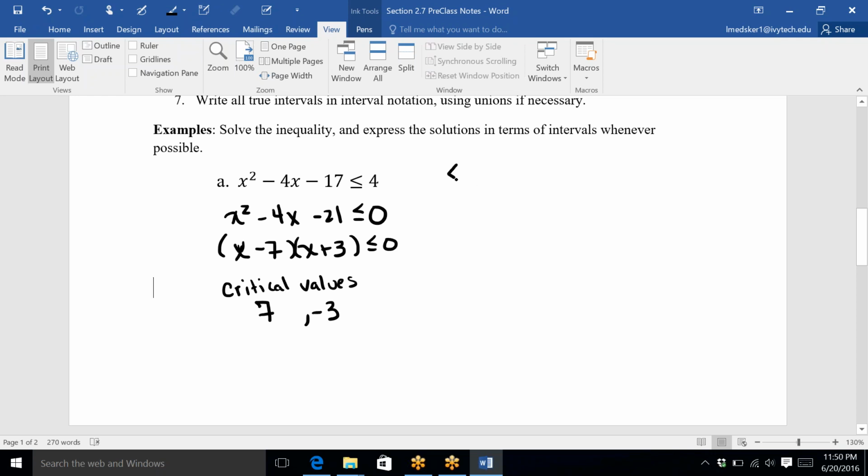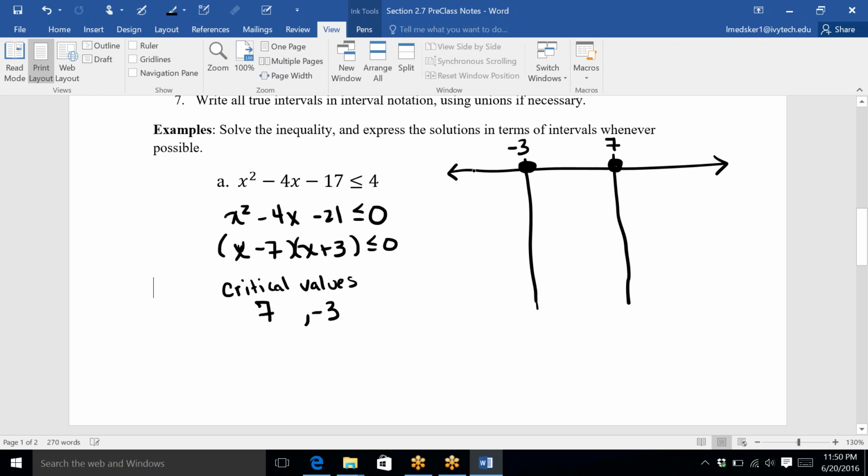So here's where I was talking about we do kind of a test value thing. I actually draw a number line. I put the critical values here on the number line, always from least to greatest. So we'll list negative 3 first, then we'll list 7. I then mark whether or not this is open or closed. I use circles here because it's easier to see. Because of the equal to bar, these both are actually where I equal 0, so they are part of my solution.